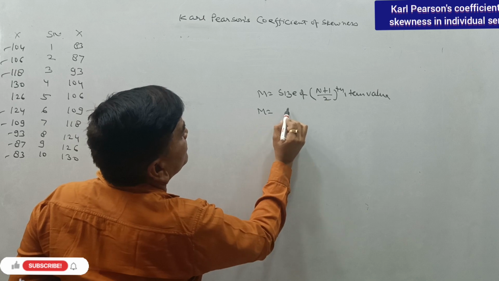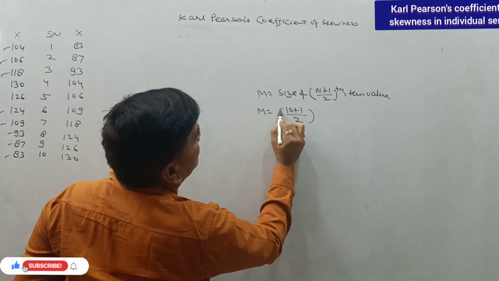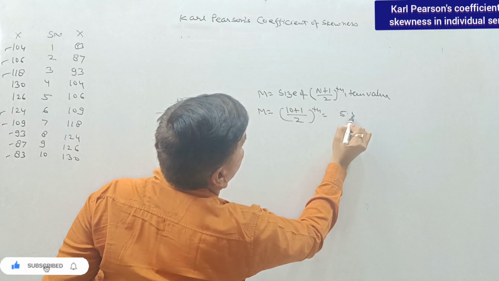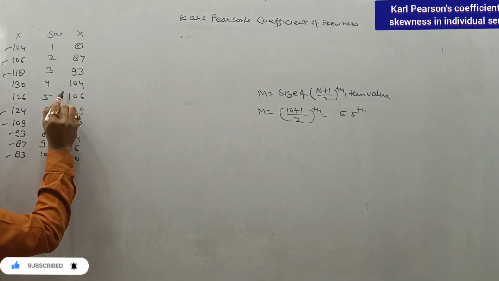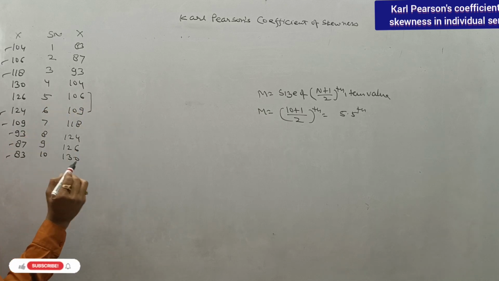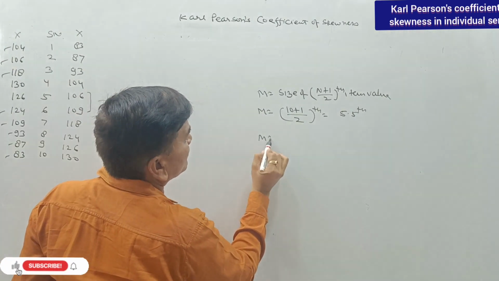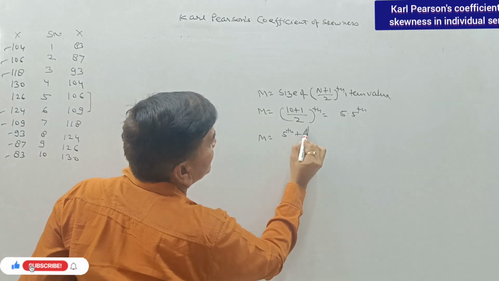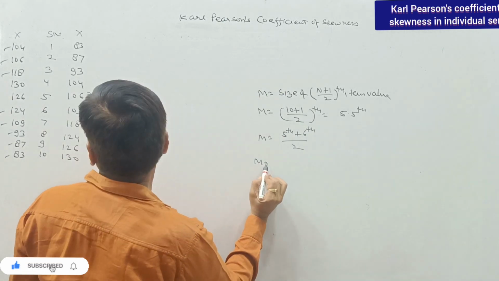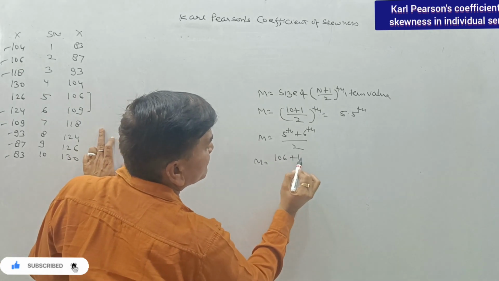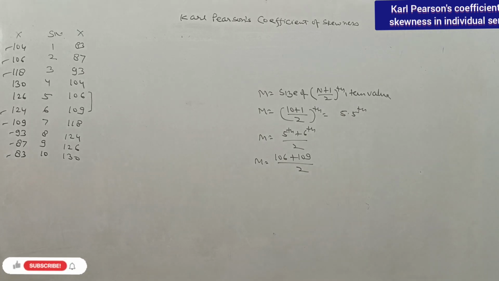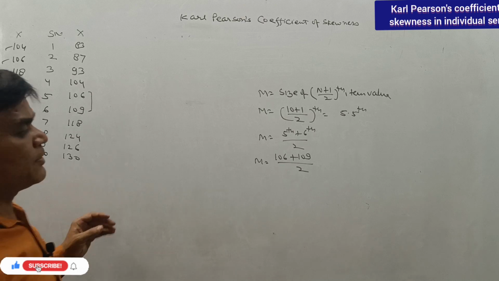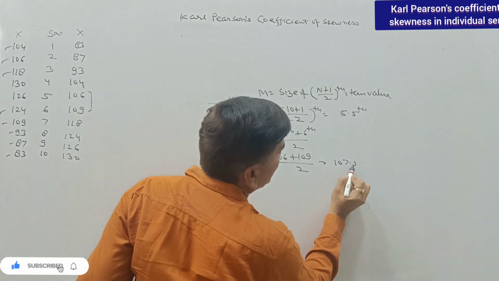So m is equal to (10 plus 1) upon 2th item value, that is the 5.5th item. So the 5.5th item lies between both of them. So the value of m will be the 5th item plus the 6th item divided by 2. So the value of m is equal to (106 plus 109) divided by 2, which is 107.5. So the median value is 107.5.